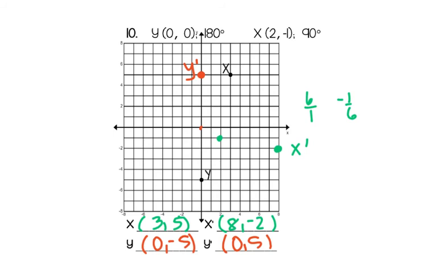Okay, my Y prime is going to be on the Y axis. I went 180 degrees, and so it puts me on the same axis, just in the opposite direction. And then for X, I counted my slope between my point of center, which was 2, -1, and that was a 6. And then 1, -1, 6 is my opposite reciprocal. That's the pathway that I followed to find X prime. And that put me right there at 8, -2.